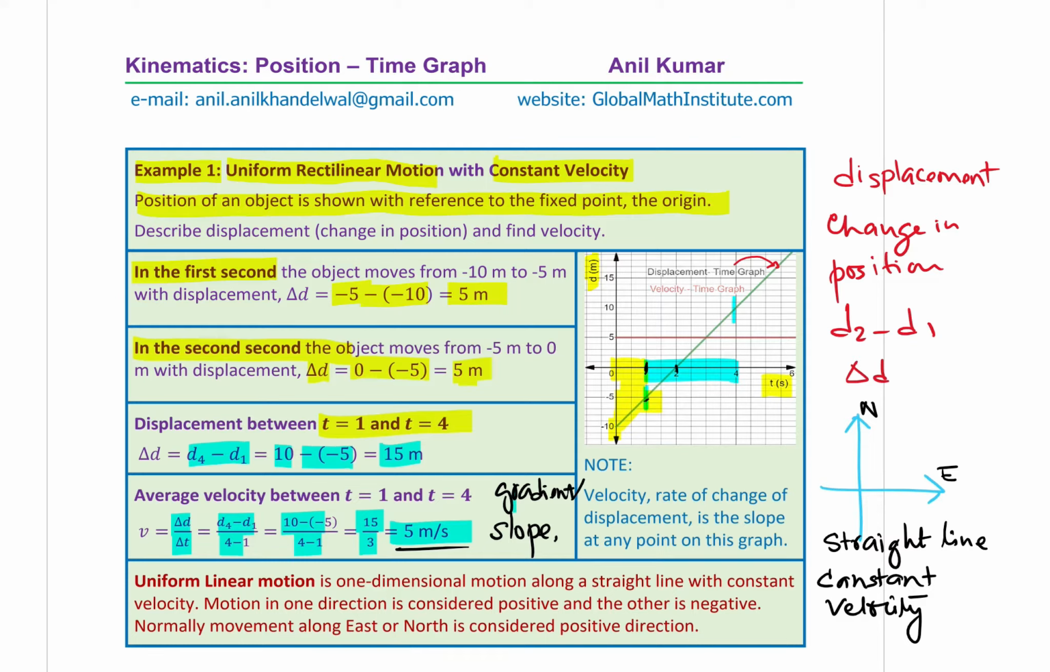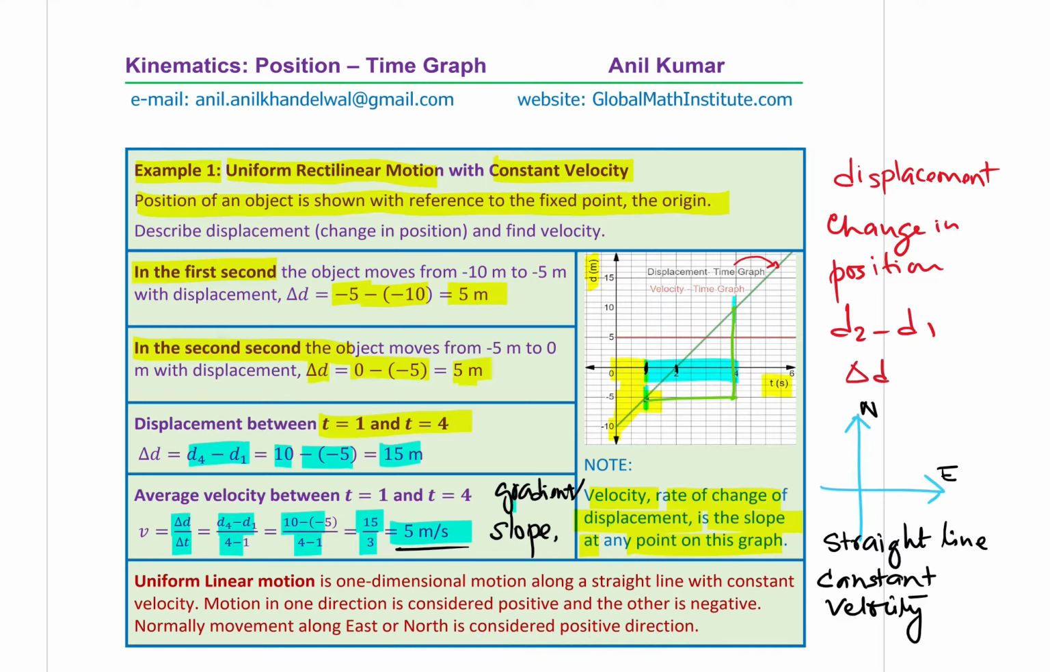Correct. So that is a short note mentioned here. Velocity, the rate of change of displacement, is the slope at any point on this graph. Since this is a straight line, we found the slope between these 2 points, and that was the velocity, 5 meters per second. You have also understood now that uniform linear motion is one-dimensional motion along a straight line with constant velocity. Motion in one direction is considered positive and the other direction negative. Normally, movement along east or north is considered the positive direction.